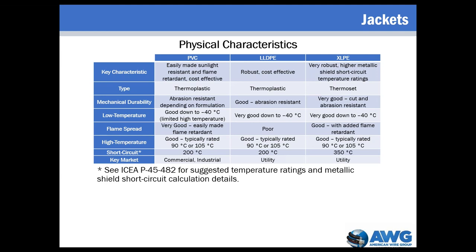With these physical attributes, this jacketing material could be used in a wide range of applications. Cross-linked polyethylene jackets, however, are typically only specified for utility applications. To illustrate the effect of the short circuit temperature rating of the jacket, we will look at a few examples.